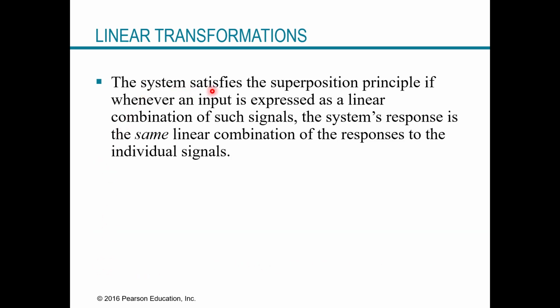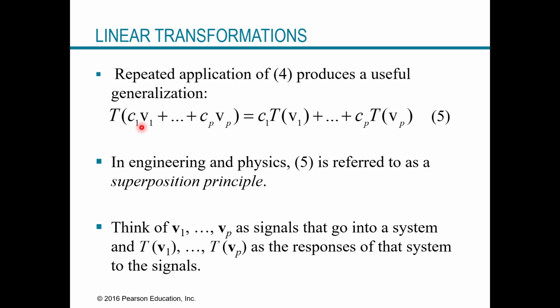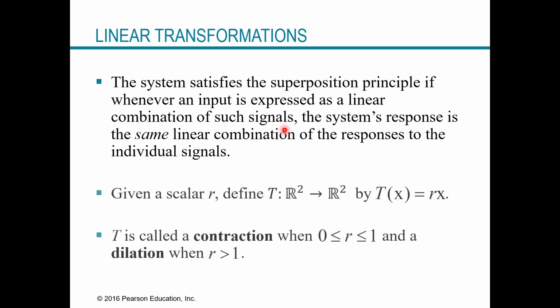And so a system satisfies the superposition principle if the following is true. Whenever your input is expressed as a linear combination, and this could be of the signals, then the response is the same linear combination of the responses to the individual signals. So that's exactly what our equation was saying right back here. So we have a linear combination of our signals, we transform them, and it equals the same linear combination of the responses.